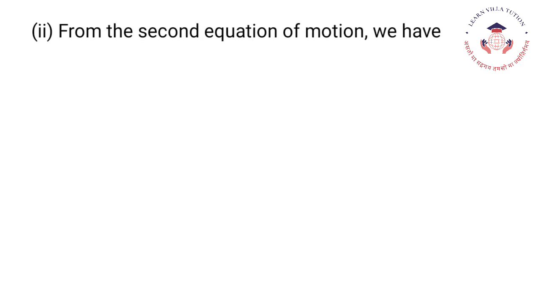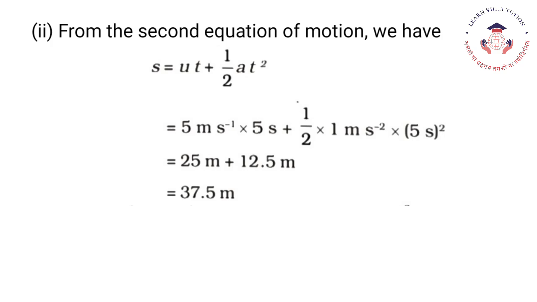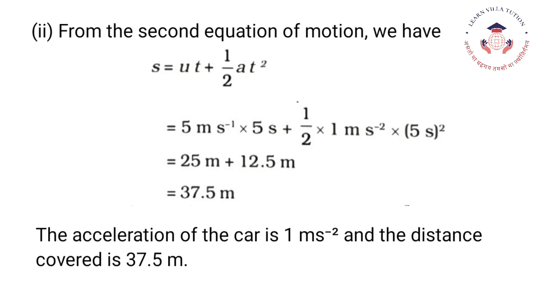From the second equation of motion, we have s is equal to ut plus half at square. Putting the values, 5 meter per second into 5 second plus half into 1 meter per second square into 5 second whole square. We get 25 meter plus 12.5 meter is equal to 37.5 meter. The acceleration of the car is 1 meter per second square and the distance covered is 37.5 meter.